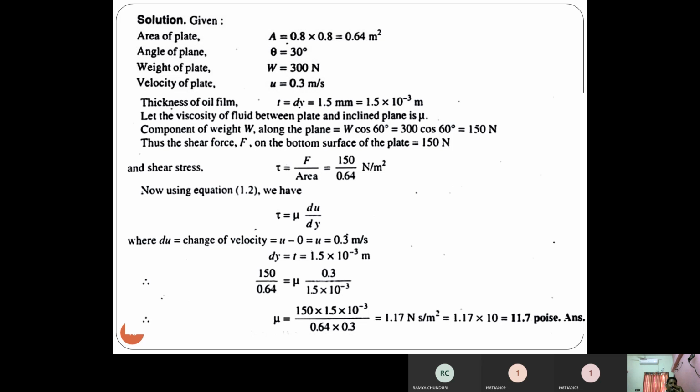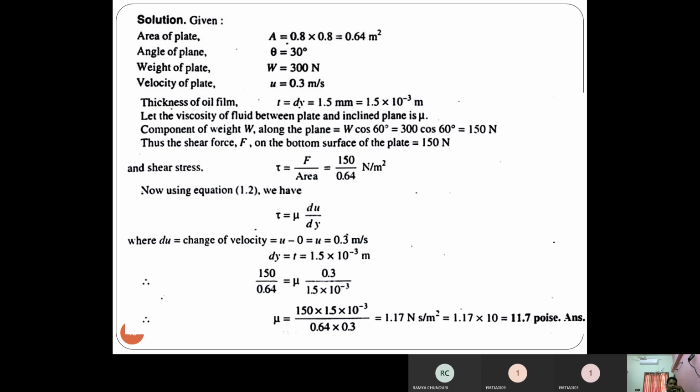Thus, the shear force F acting on the bottom of the shear plane is 150 newtons, because weight is nothing but force. Force unit is Newton, and the weight unit is also Newton. So weight is nothing but a force F. Therefore, shear stress is equal to force by area. We got force 150 and area we have 0.64.